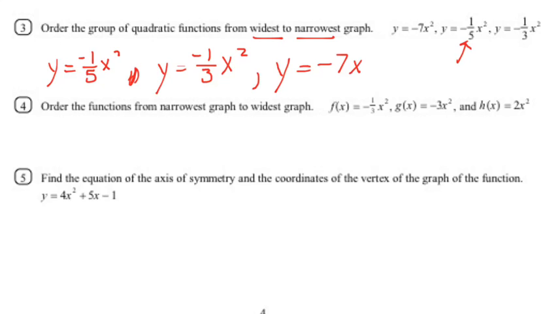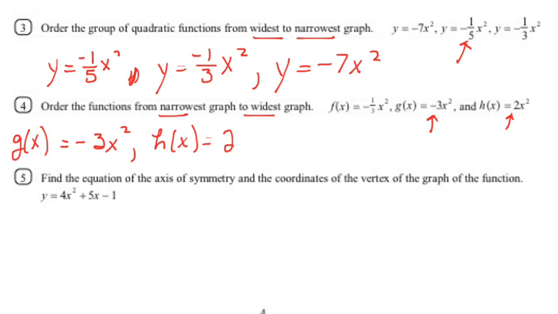negative 7x squared. Next one from narrowest to widest, so we want the biggest number first. Negative 3. Notice I'm ignoring the negative sign because that just makes it upside down. We're concerned with the number. So I guess I should write that as g of x. That would be the skinniest, the narrowest, followed by h of x. The 2 is next biggest, and finally the smallest one between negative 1 and 1, the fraction negative 1/3 x squared.